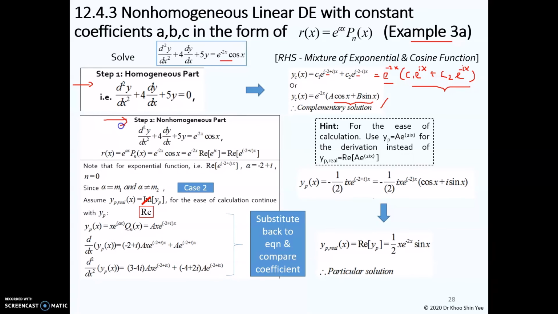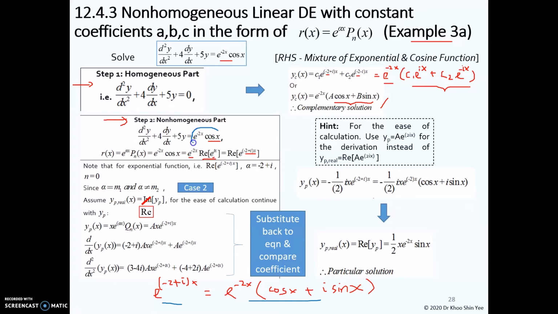Let's continue for the non-homogeneous part. So in this case, your right hand side is in the exponential and cosine function. Cos x can be converted to the real part of the exponential ix, and the exponential term here can be multiplied to give you negative 2x plus ix. From the Euler formula, you can form this equation where the exponential negative 2 plus i x is equal to exponential negative 2x multiplied with the cos x plus i sin x.